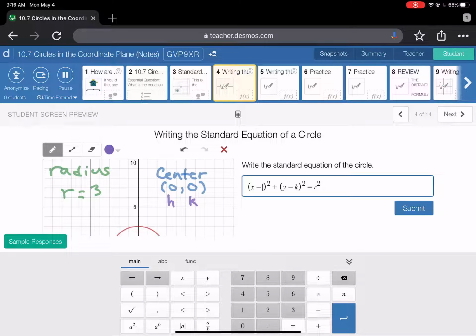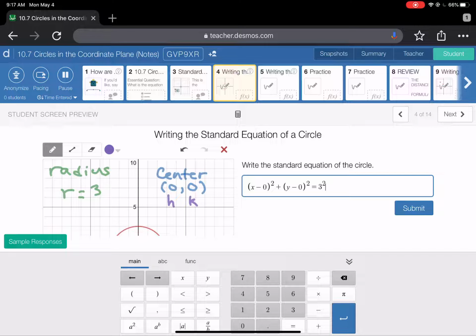So our h is 0, and our k is also 0 because our center is at (0, 0), and the r is located at 3, so we have 3 squared.